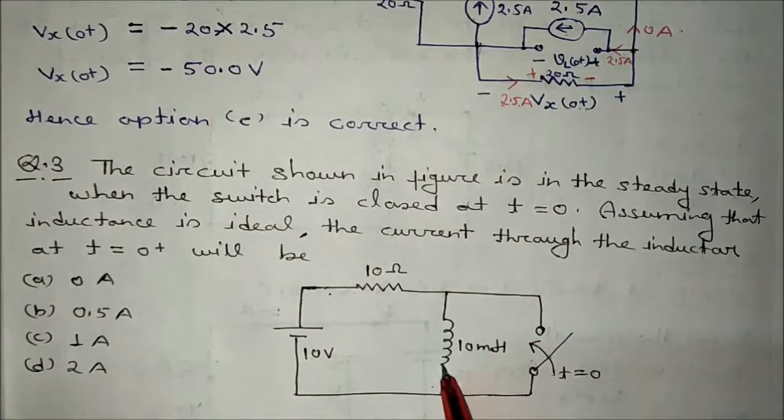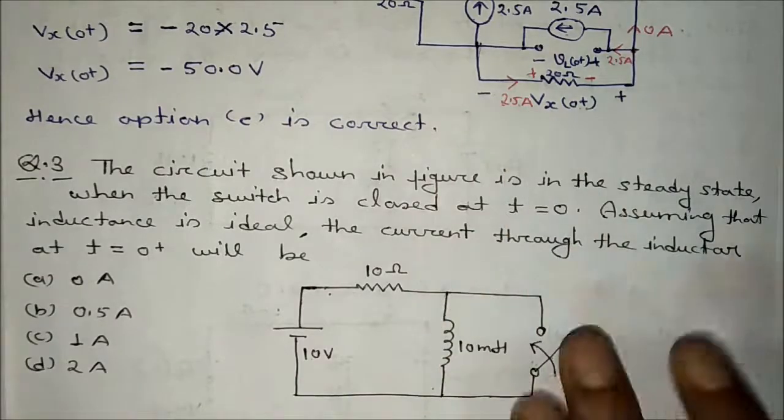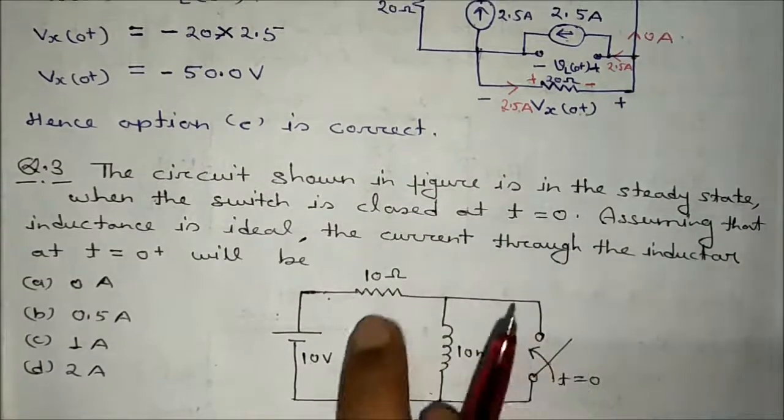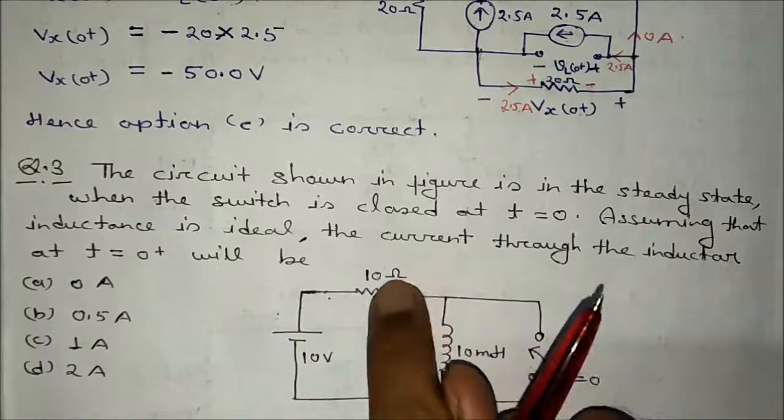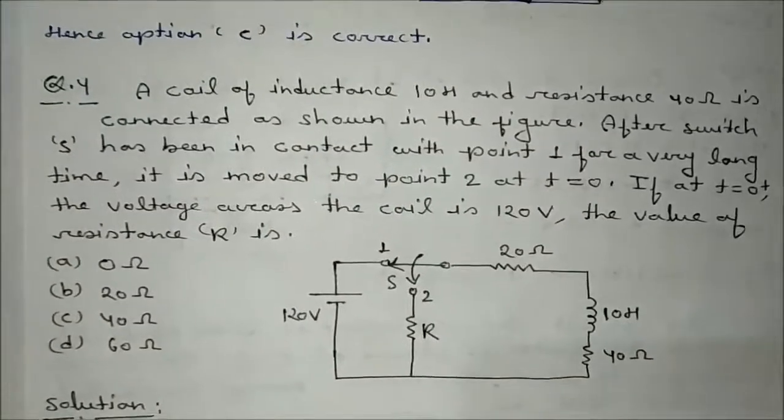So at t equal to 0 minus and t equal to 0 plus, inductor current will always remain the same. At t equal to 0 minus, switch is open. If this is open, this current is 10 divided by 10, that is 1 ampere. So at t equal to 0 plus, that current will also remain at 1 ampere. Is it okay? So that will be 1 ampere.